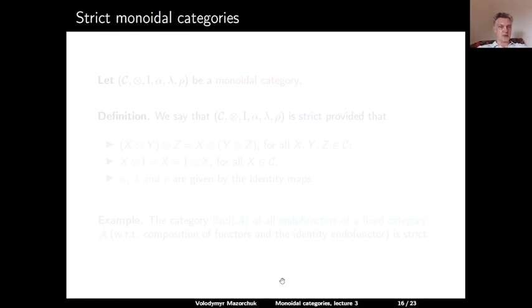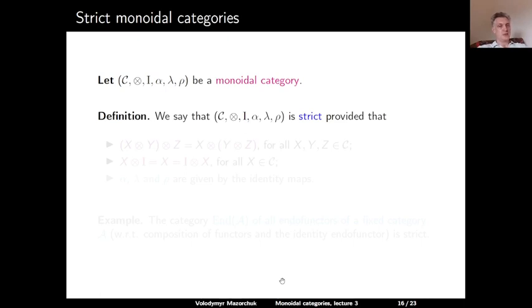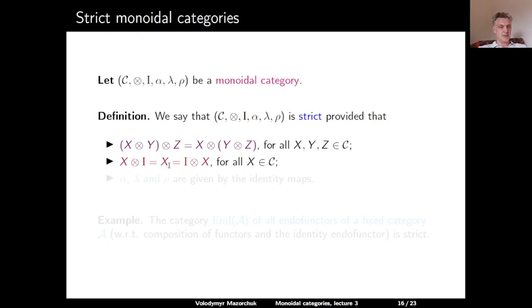So what is a strict monoidal category? Assume that we have a monoidal category. We will say that this monoidal category is strict, provided that for all objects x, y, and z in this category, the tensor product of x and y tensored with z is equal to the tensor product of x with y tensored with z. And also, the tensor product of x with the identity object on any side is equal to x. And finally, the associator and the unitors are all given by the identity maps.